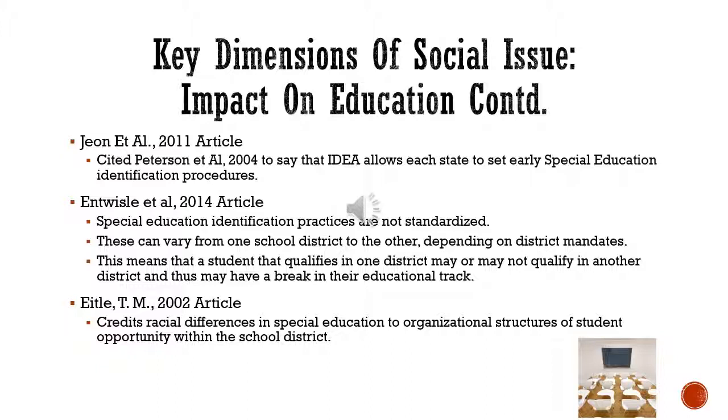An article by Entwistle agrees with the Gian article to say that special education identification processes and practices are not standardized. These can vary from one school district to the other depending on district mandates. All this means that a student that qualifies in one district may or may not qualify in another district, and thus may have a break in their educational track.